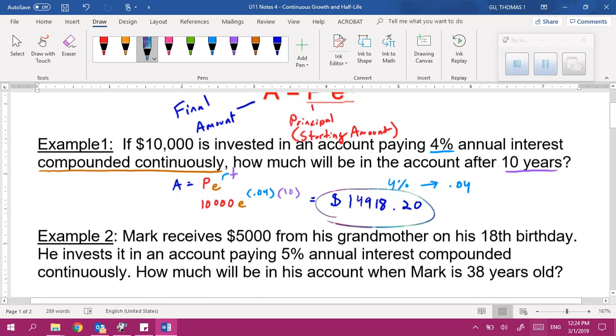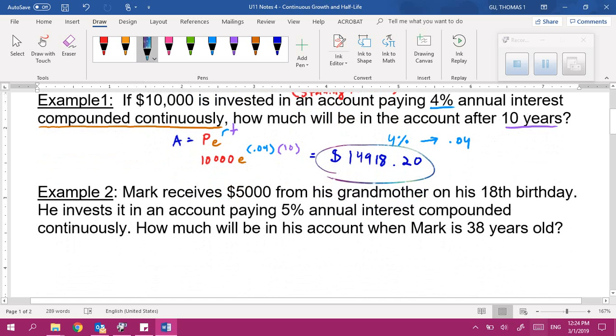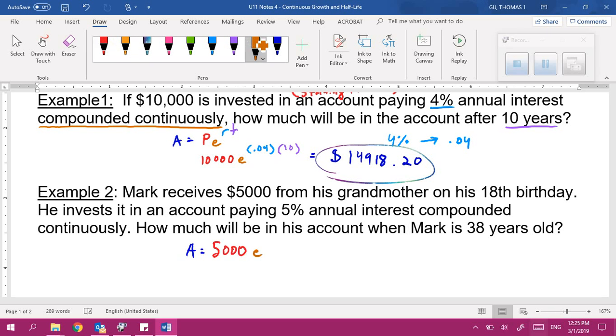All right, let's do another problem. Mark receives 5,000 whole dollarinos from his grandmother on his 18th birthday. Wow. He invests it in an account paying 5% annual interest compounded continuously. How much will be in his account when Mark is 38 years old? So this guy got $5,000 and put it in his account and didn't touch it for 20 years. What is the starting amount here? 5,000. So A equals 5,000 times e raised to the 0.05, because 5%, times 38 years.